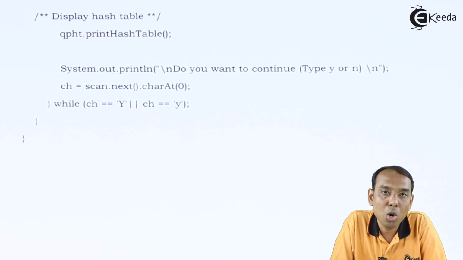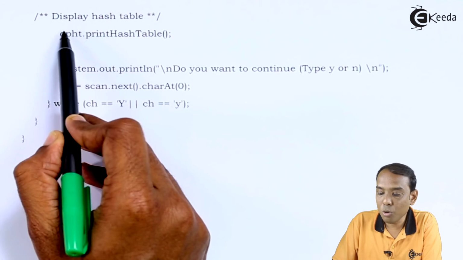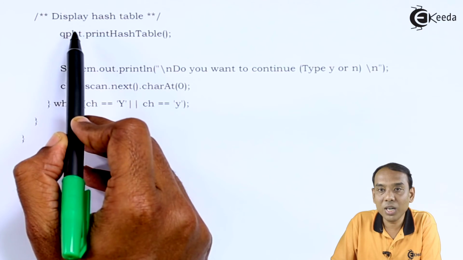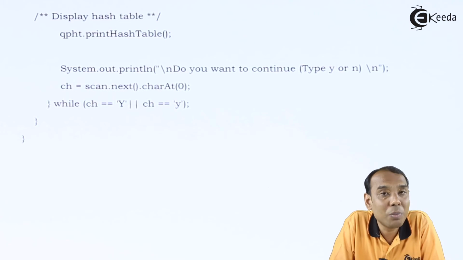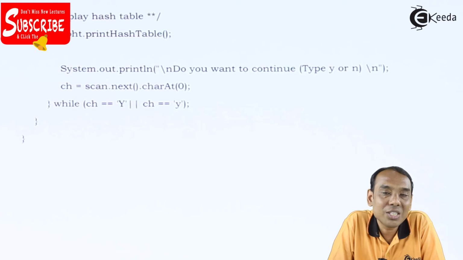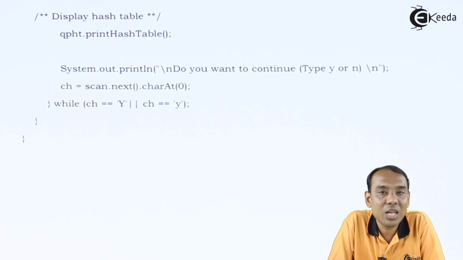Let us look at the logic. We write down the logic for displaying the hash table. We call the object QPHT. Based on this object, we are going to call the method called print hash table, which we have discussed previously. In print hash table, we have displayed the values and its key. You must remember, in case of hash table, we have the key and value pair. If you are able to find out the key, then its corresponding value can be found out. But if key is null, then that particular value is not able to be reached.